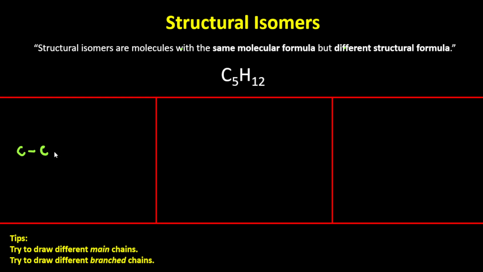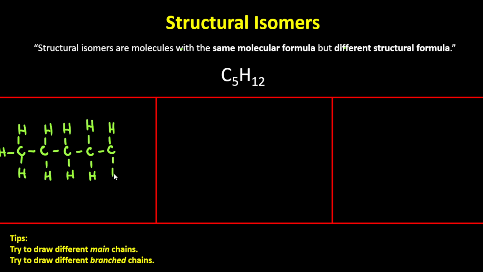1, 2, 3, 4, 5. And then you fill in your hydrogen, right? So this is very normal to do, okay? C5H12, which is pentane. Okay, but a structural isomer means that they have the same molecular formula but different structures.